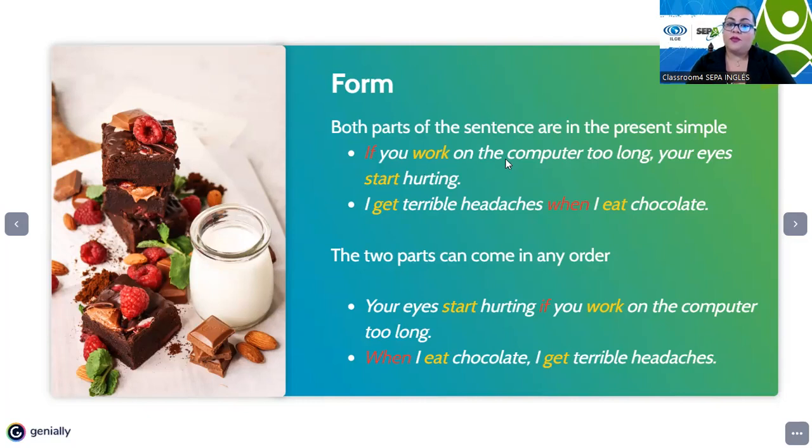If you work on the computer too long, your eyes start hurting. Your eyes start hurting if you work on the computer too long. I get terrible headaches when I eat chocolate. When I eat chocolate, I get terrible headaches.